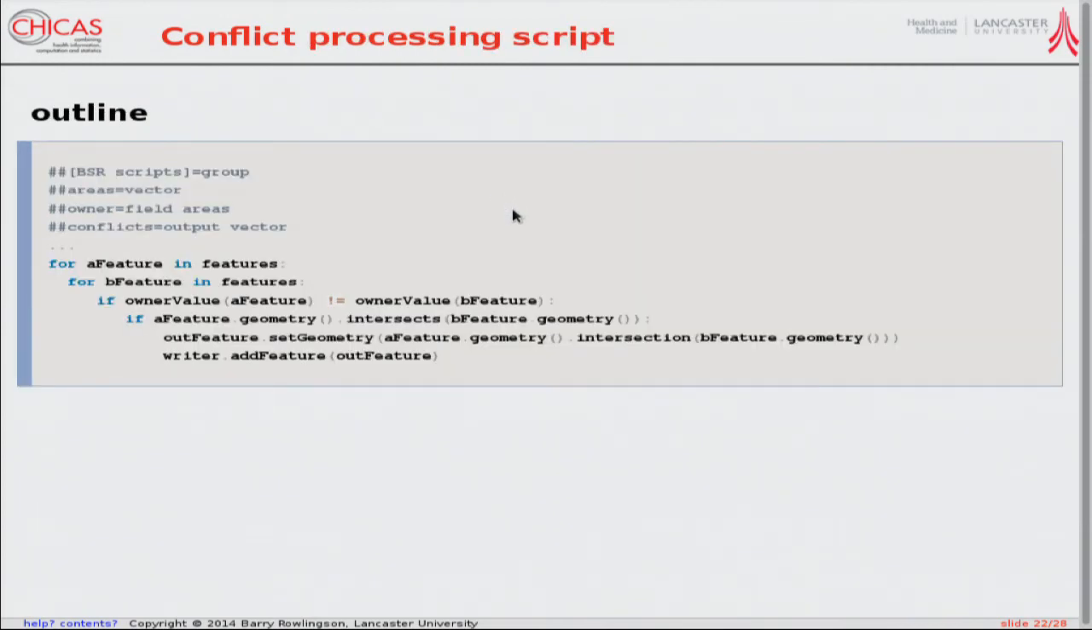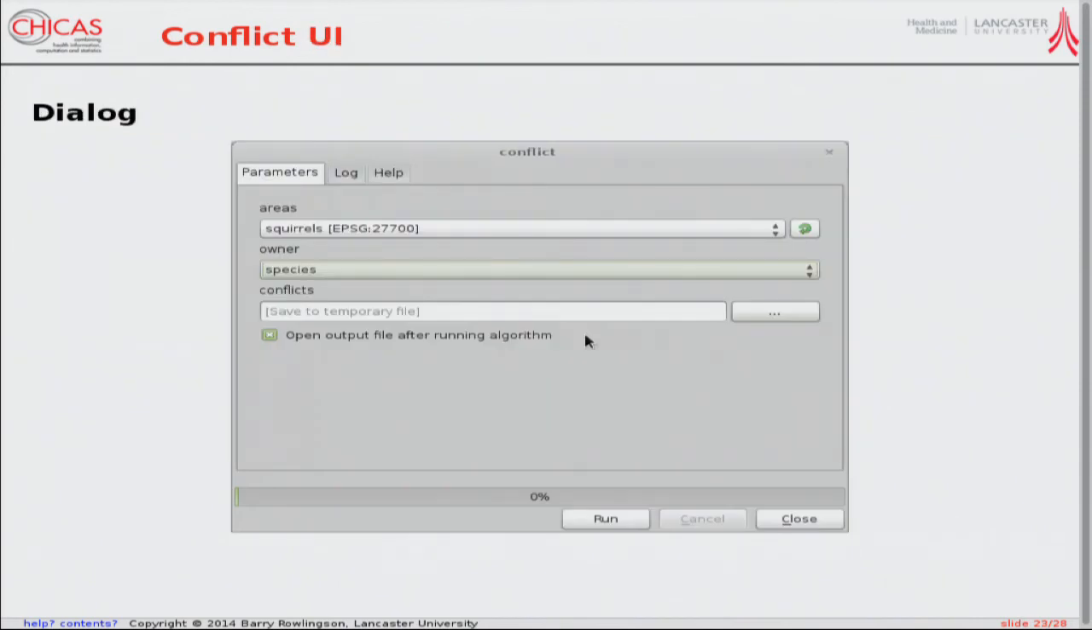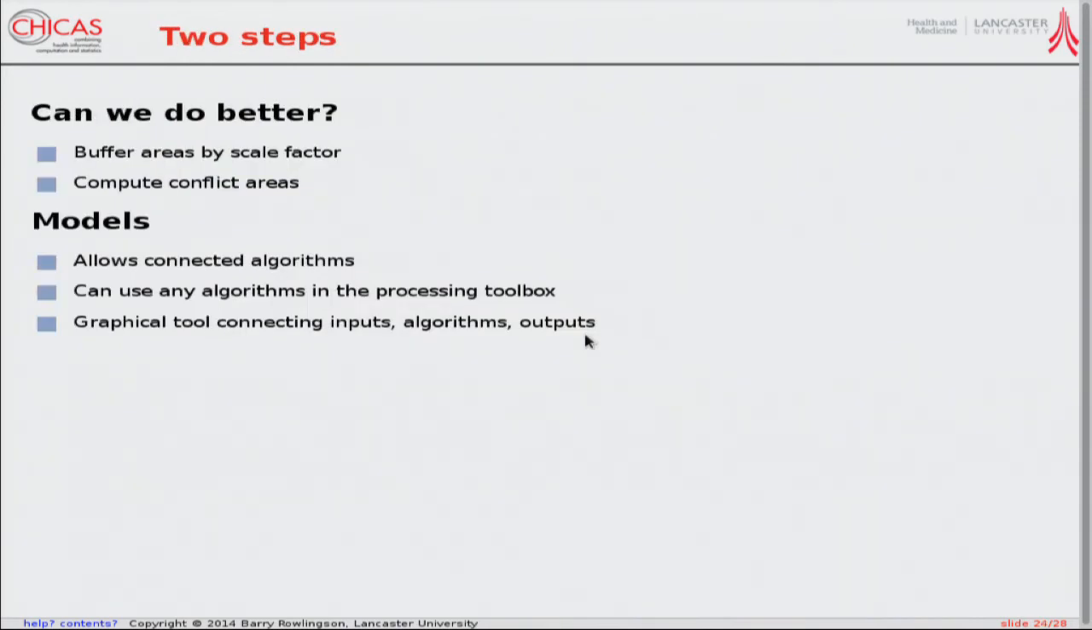I can automate that with another script. So I've got another little header for inputs and outputs. I'm now looping over all pairs of features. And in this case, what I do is I only consider the intersection of the features if the owner variable, which in this case is the species of squirrel, is different. So as I loop over the pairs of features, if it's a grey squirrel area with a grey squirrel area, I don't worry about it. If it's a grey squirrel area with a red squirrel area, I compute the intersection. There may or may not be an intersection, but that's just done with the intersects function. And then if there's an intersection, I write out the intersection. And I get a nice, easy-to-use dialogue, which I can then run.